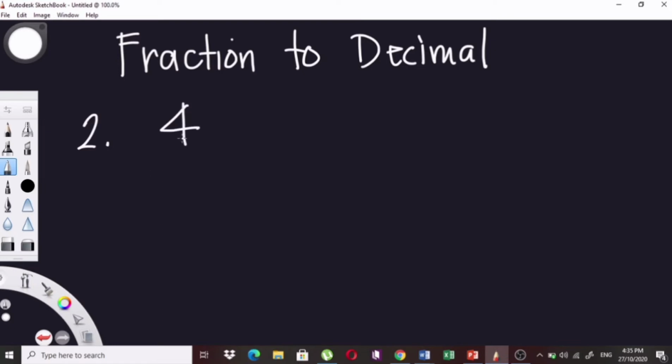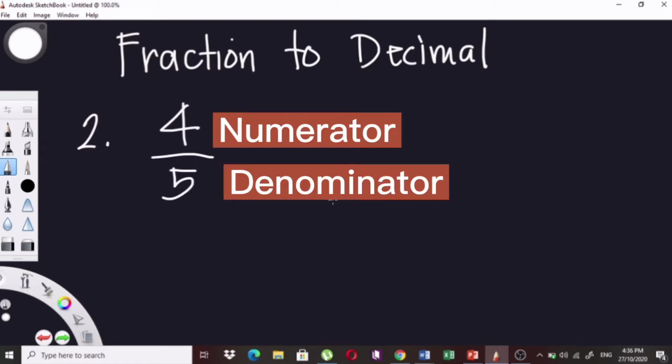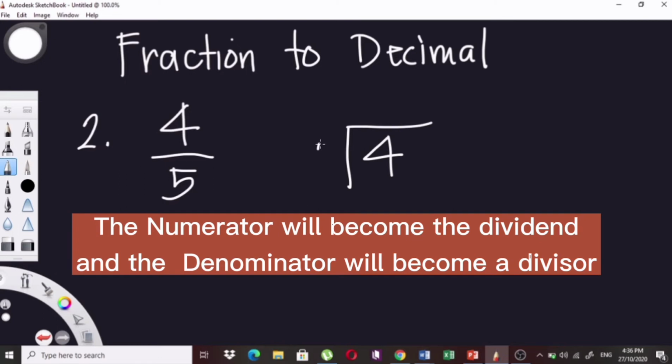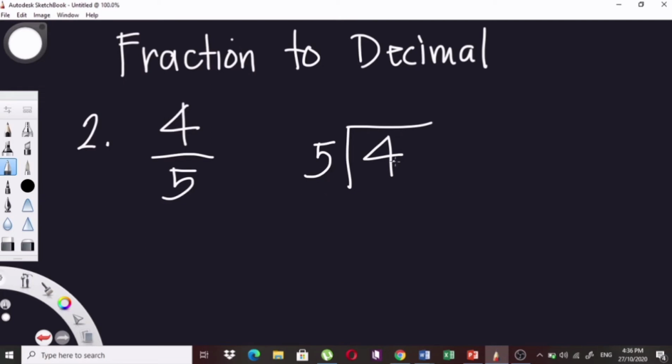Okay, number 2. So, we have 4/5. So, numerator natin ay 4, denominator natin ay 5. So, magiging 4 divided by 5. 4 ang ating magiging dividend at 5 yung divisor. So, mas malaki ulit yung divisor kesa sa dividend. So, mag-a-add ulit tayo ng 0 sa loob ng dividend. Okay. So, it's like naging 40, no?